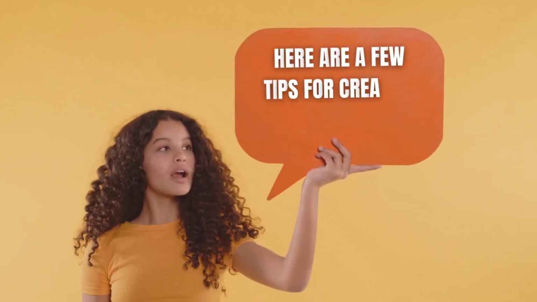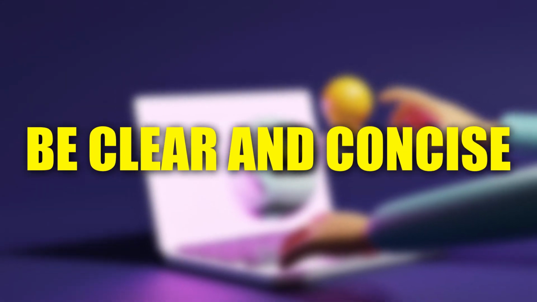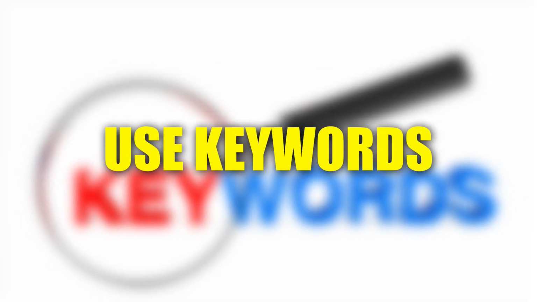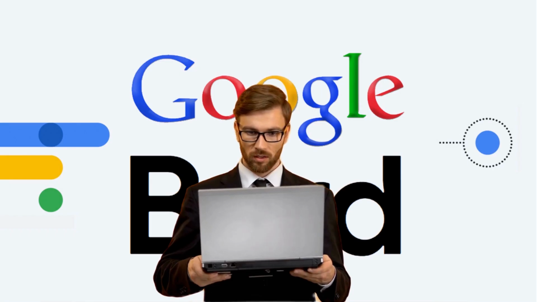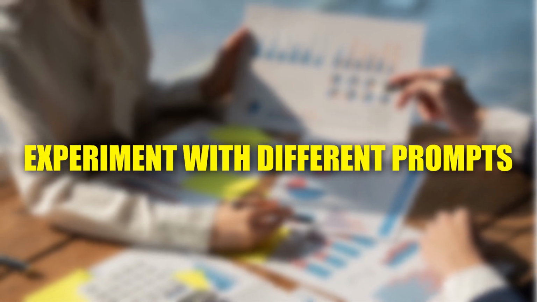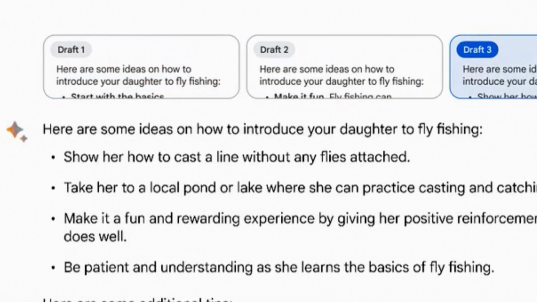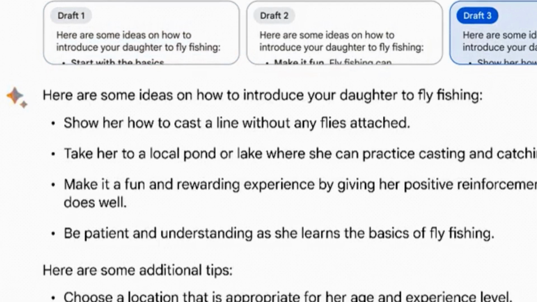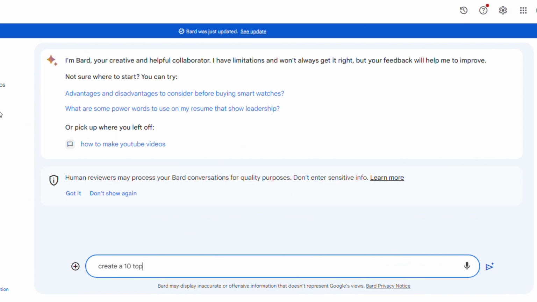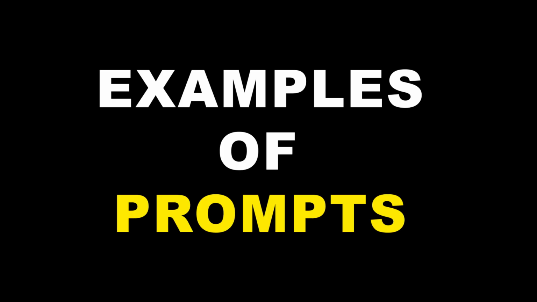Here are a few tips for creating effective prompts. Be clear and concise. The more specific you are, the better the results you'll get. Use keywords. This will help Bard understand what you're looking for. Experiment with different prompts. Sometimes, a simple prompt will get the job done, while other times you'll need to be more specific. Examples of prompts.